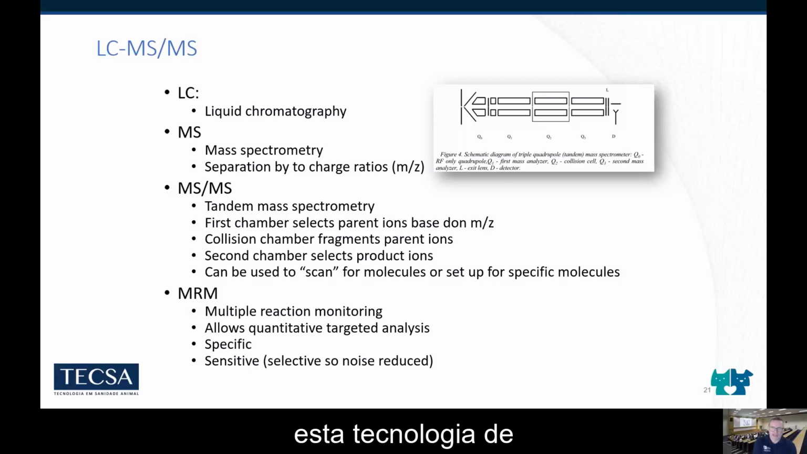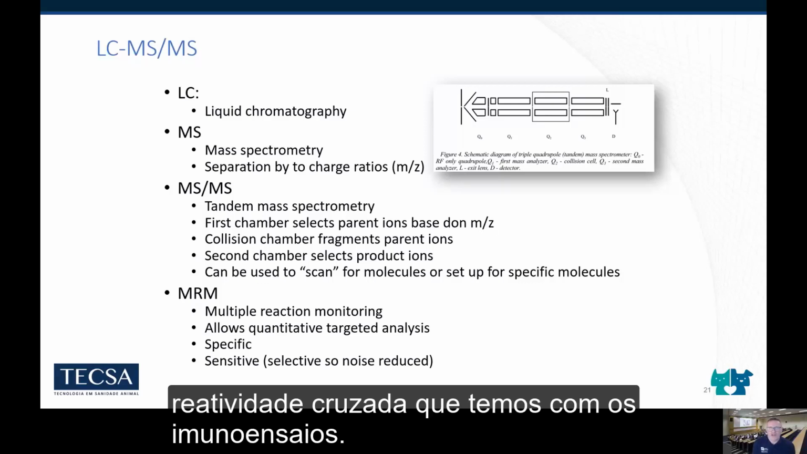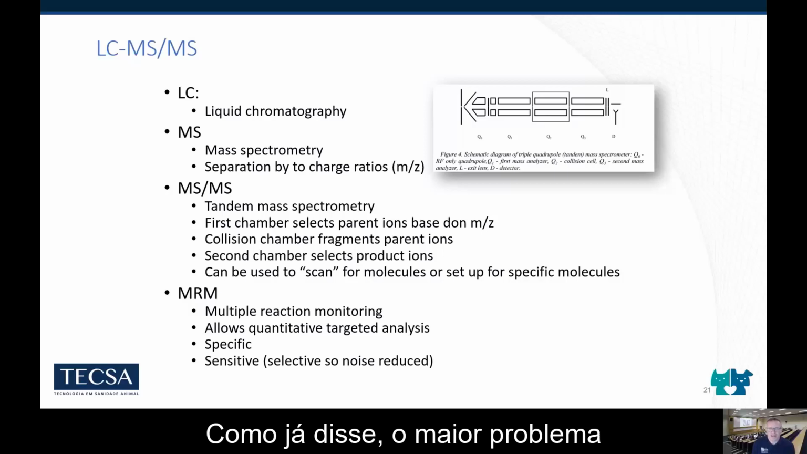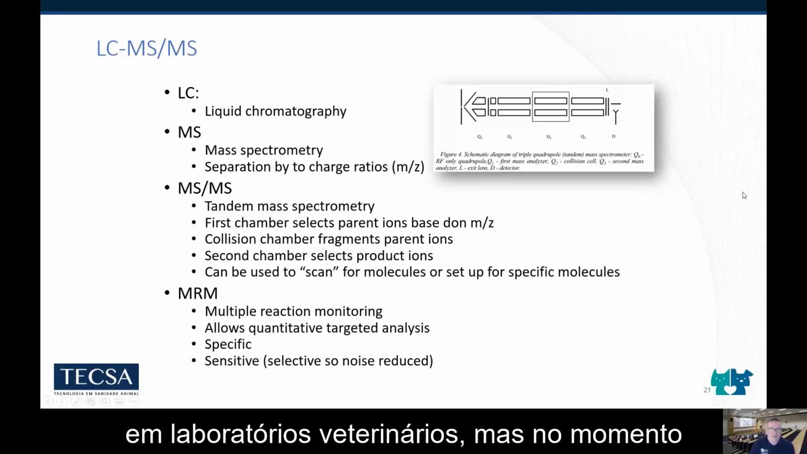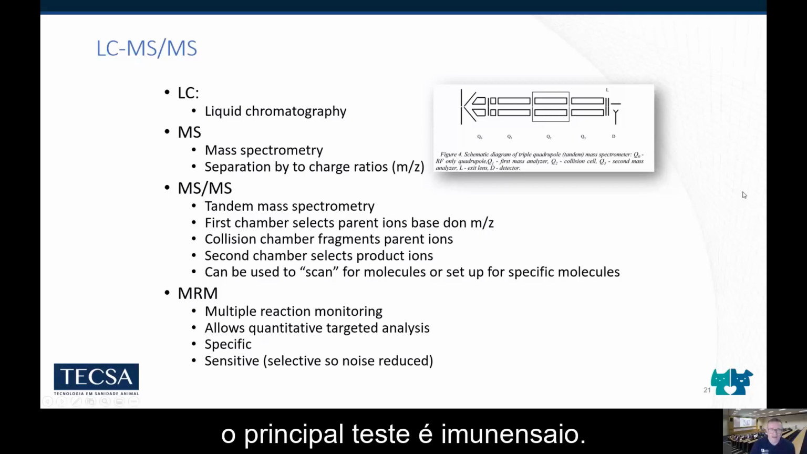And so theoretically, this measurement technology will get around the cross-reactivity problems that we have with immunoassays. As I say, one of our biggest problems with immunoassays is the antibodies might not react only with cortisol, they might react with other similarly related substances. So in the future, it's likely that more LC-MS-MS technology will be brought to bear in veterinary laboratories, but at the moment, it's mainly immunoassay.